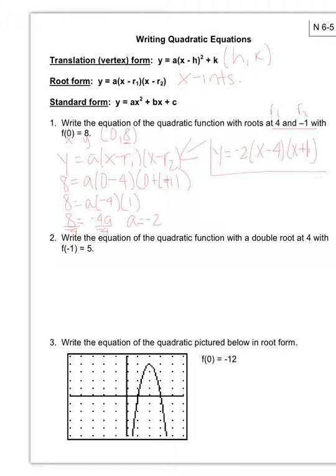So there's our form. So we have to know the a, because also remember the a determines which way your parabola will open. If it'll open up or open down. Opening up, your a is positive, and then opening down when it's negative.